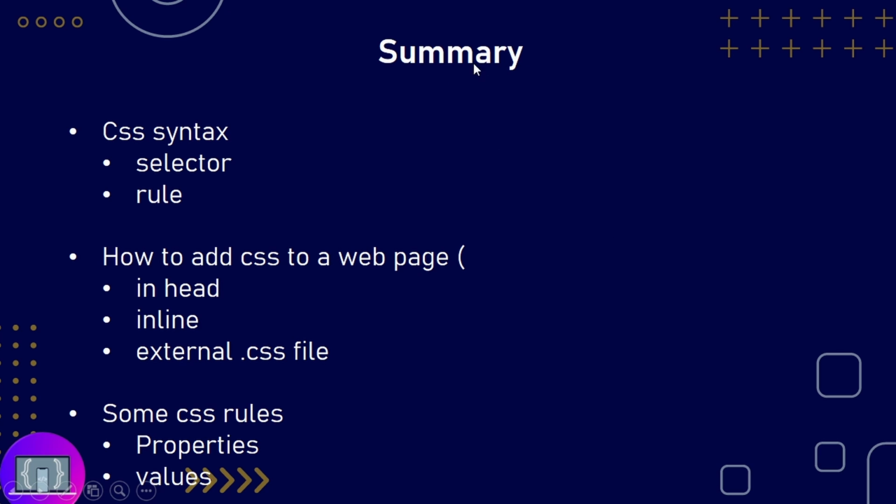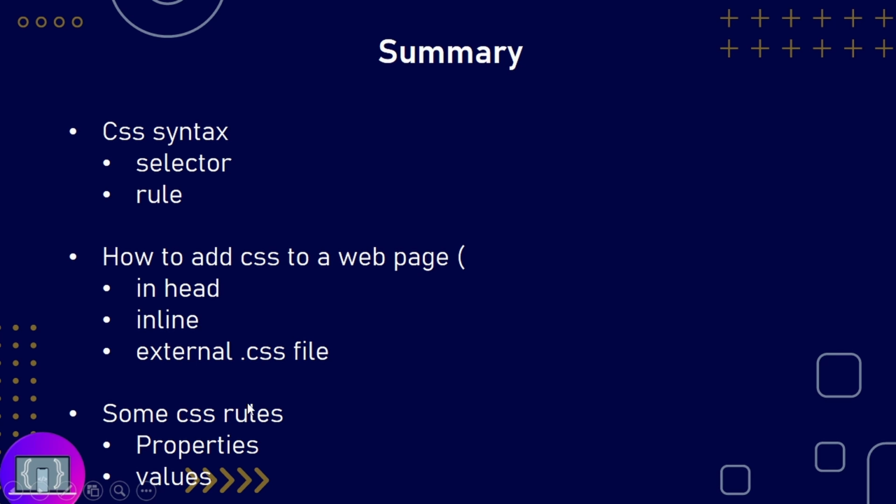So a summary of this tutorial. In this tutorial, we saw the syntax of CSS. We saw that CSS is all about having a selector to which a style has to be applied, and you have the rule that defines the style which is going to be applied to that selector. We have seen how to add CSS to a web page. We saw that we could either add it in the head, which we demonstrated, in an external CSS file, which we demonstrated, and which is the pattern which we recommend. And we saw how to also add it inline.